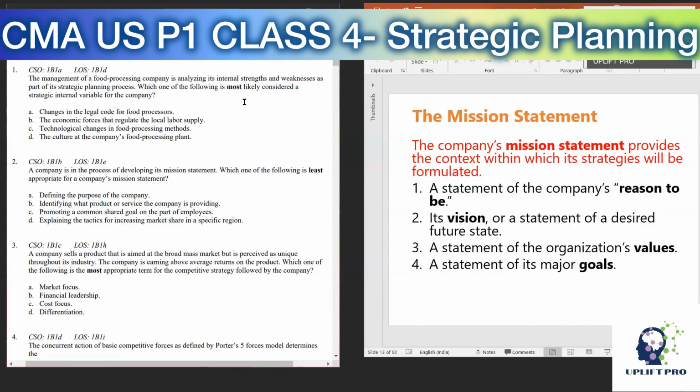Market focus, it is not focused on a particular market. It is not looking at specific markets. It is not looking at the ultra rich market. It is not looking at a particular region of the market. It is not looking at financial leadership. It is not competitive because it has a lot of money. No, that is not the case. Cost focus, that is again not the case. It is not selling more because it is able to cut costs. No, it is able to differentiate its product from its competitors because it has a unique feature. That is why differentiation is the right answer.